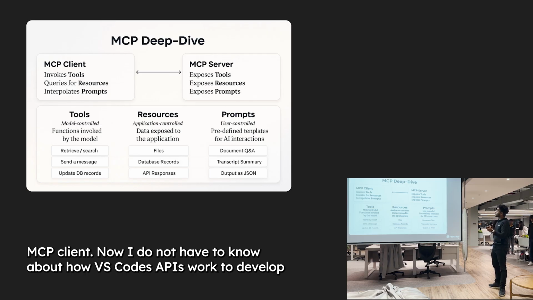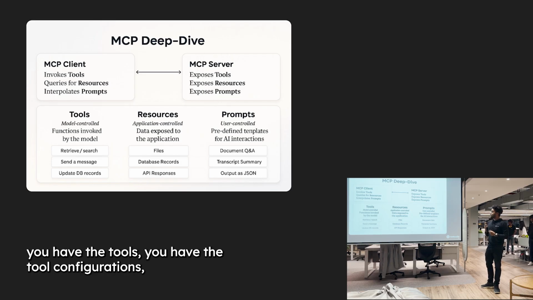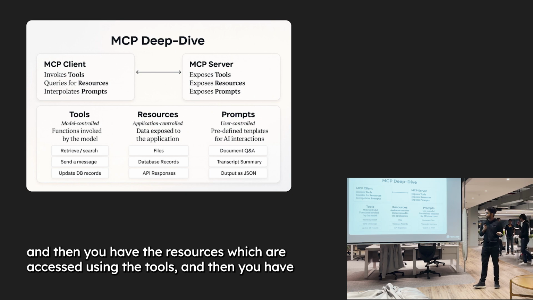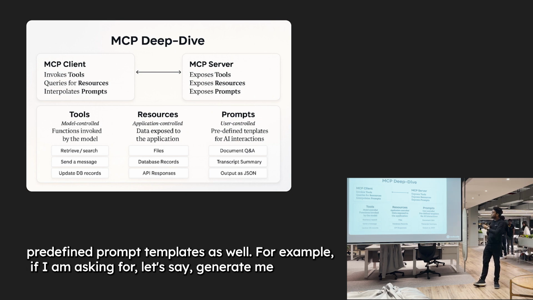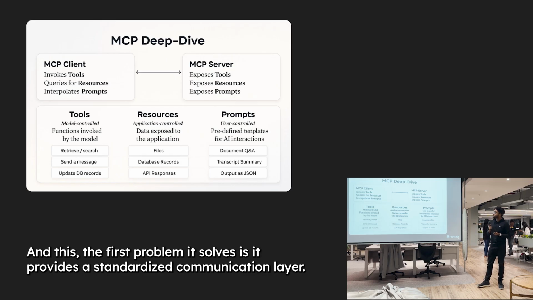Now, I do not have to know about how VS Code's APIs work to develop this, because it provides a shared middleware access layer. And inside the MCP server, you have the tools, you have the tool configurations, and then you have the resources which are accessed using the tools, and then you have predefined prompt templates as well. For example, if I am asking to generate sample data payloads, then you output it as JSON.